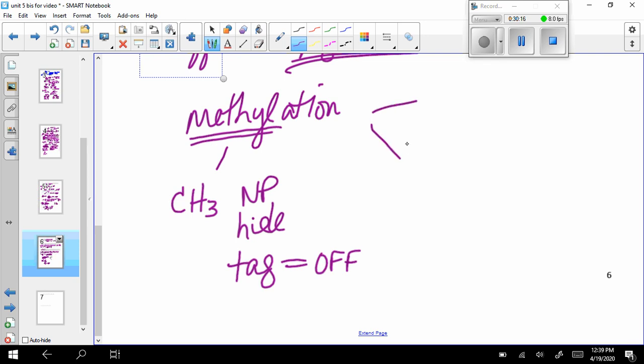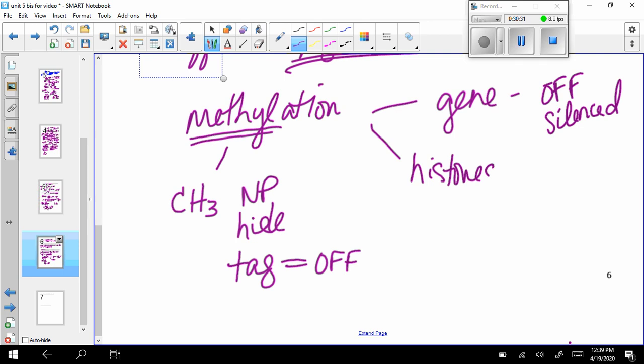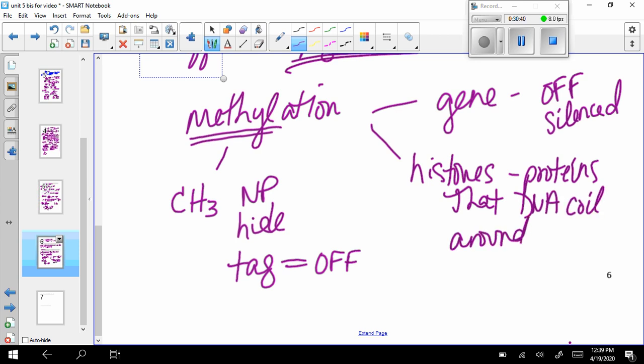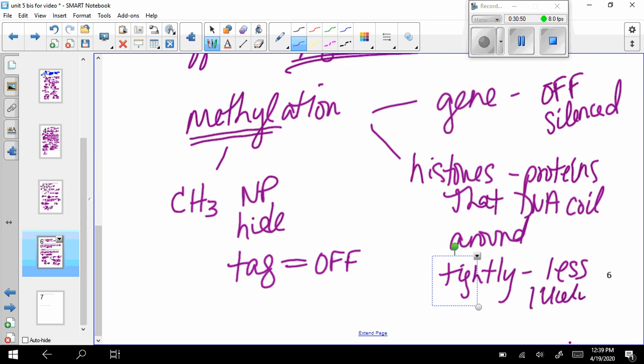Now there's two things that you can methylate. You can methylate a gene, which is like an on-off switch. And so if you methylate a gene, it is now off or it is now silenced. But you can also methylate the histones. Histones are the proteins that DNA coil around. And so if they are methylated, then they will coil very tightly. And if they're tight, they are less likely to be expressed.